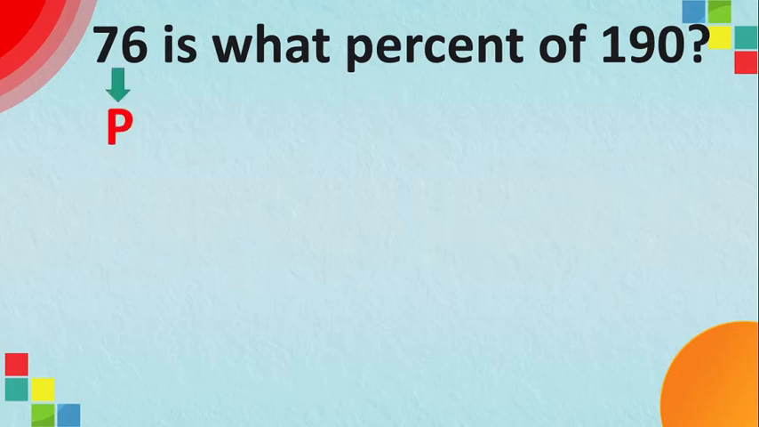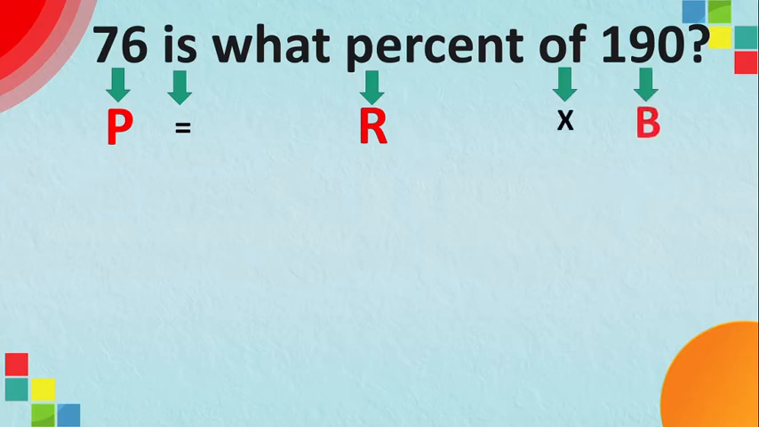76 will be our percentage because it is found before the word is. And is can be expressed as an equal sign. And what percent will be our element R because the word percent is given. And of can be written as a multiplication sign. And 190 will be our base because it is found after the word of.